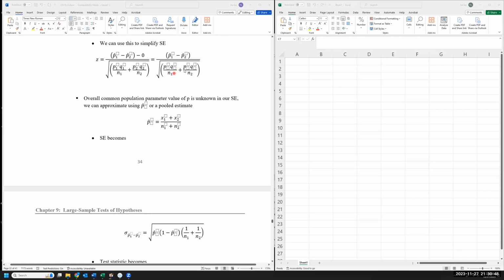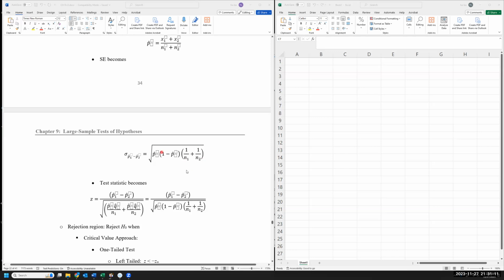And you could even simplify this slightly and you can make it like this. Okay. By plugging in the sampled p hats, p hat times 1 minus p hat, which is just q hat, times 1 over n1 plus 1 over n2, parentheses, okay? You plug this in for the standard error, okay? And we get this right here, okay? Now, this is what the z statistic becomes, or the test statistic, okay?